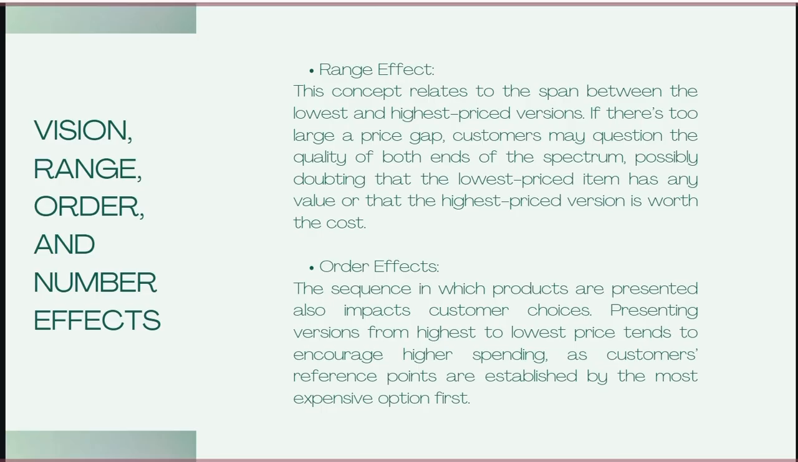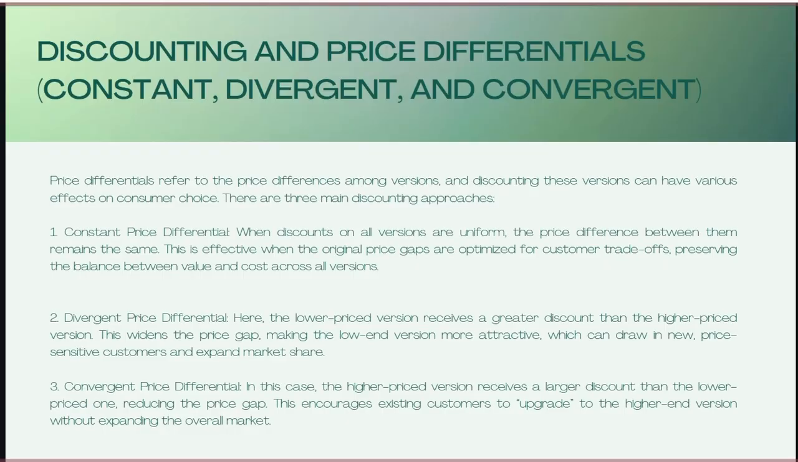So next, we have the discounting and price differentials. In versioning, price differentials refer to the price gaps between different versions. Adjusting these gaps through discounts can change customer choices. There are three main types of price differentials. First, the constant price differential. With the constant differential, all versions receive the same discount, keeping the price gap unchanged. This approach works well when the original price differences are already optimized for customer needs. For example, if three phone models are discounted by 10%, the relative difference between the versions remains the same. Customers can still choose based on quality and budget without reevaluating the price gap.